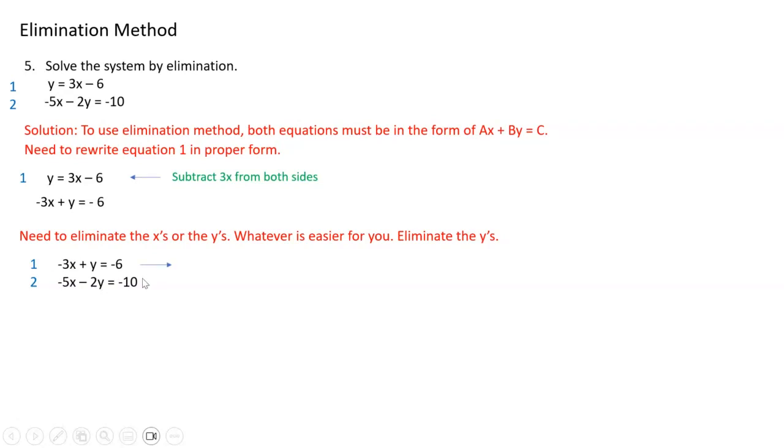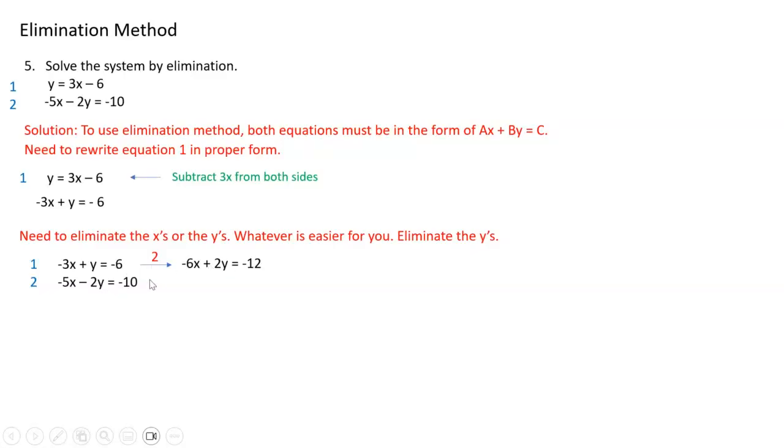For example, to eliminate the y's, there must be a 2y in equation 1, that way they can be eliminated. So I need to multiply the whole equation by 2. If we multiply 2 times negative 3x we get negative 6x, and 2 times y gives us positive 2y, and 2 times negative 6 gives us negative 12.